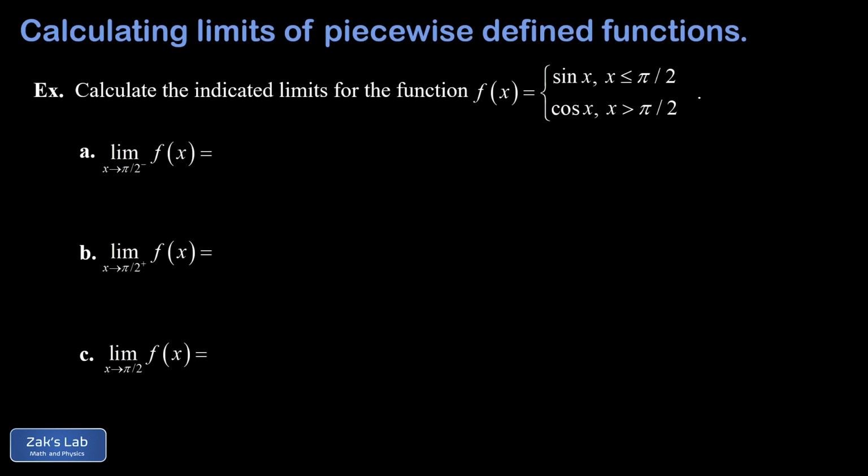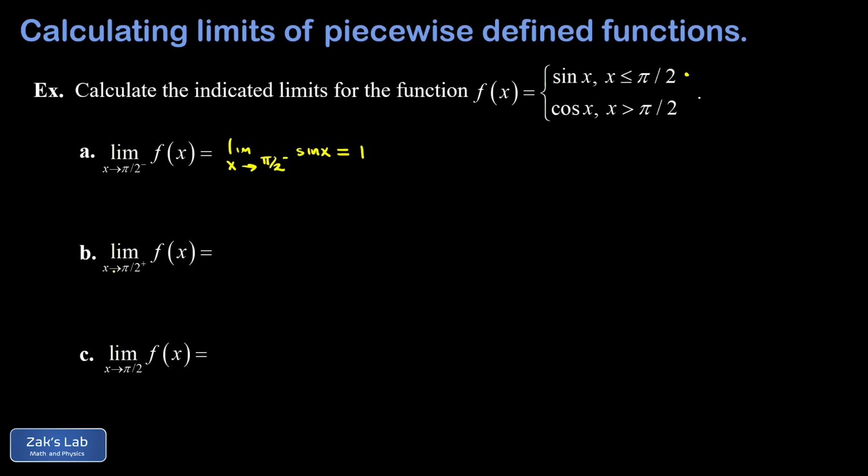So as we're approaching pi over 2 from the left, that means x is getting close to pi over 2, but x is slightly less than pi over 2, which puts us on the first branch of the function. So f of x is going to be sine of x as we approach this point. So as we're getting close to pi over 2, the sine of x is getting close to the sine of pi over 2, and that's just 1.